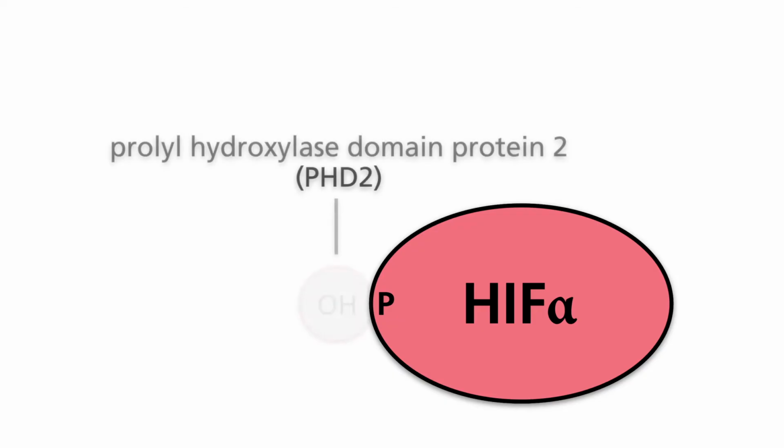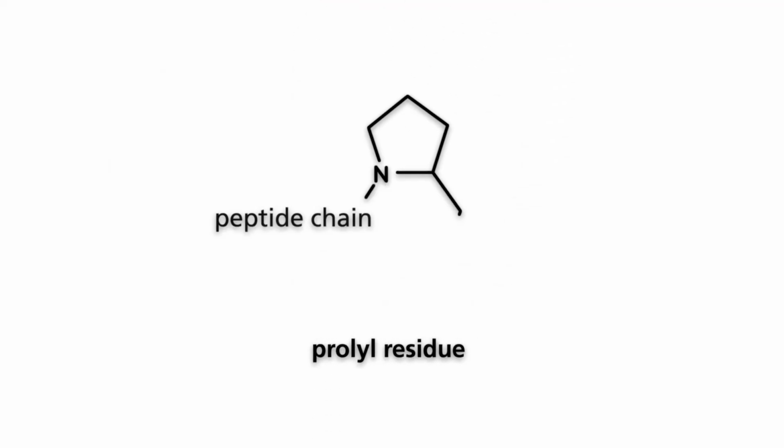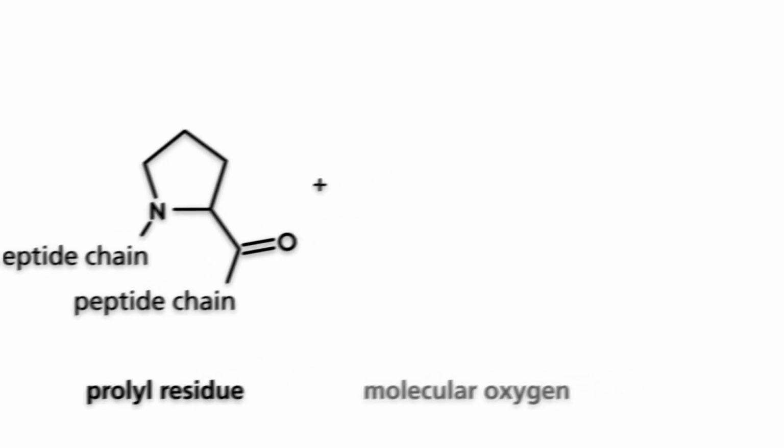a member of the prolyl hydroxylase domain family, abbreviated PhD. PhD2 is the major hydroxylase, which hydroxylates HIF1 alpha. The PhDs are dioxygenases. These are enzymes that incorporate both atoms of molecular oxygen into their products. Prolyl residues are the substrates of PhD dioxygenases.